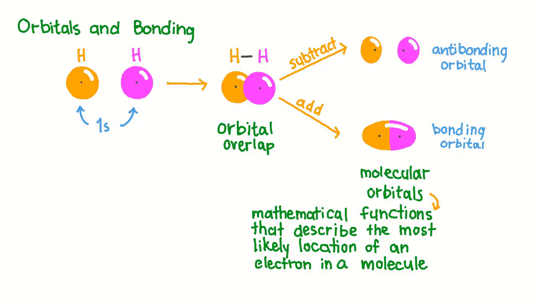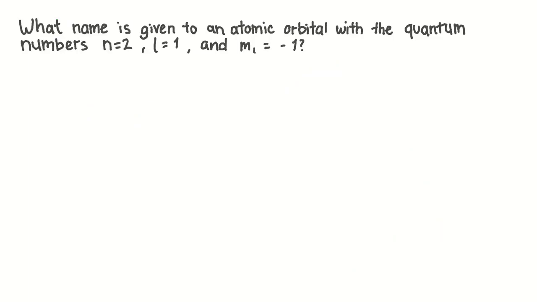And now we've covered everything we need to know about atomic orbitals. So before we wrap up this video, let's work some problems. What name is given to an atomic orbital with the quantum numbers n equals 2, l equals 1, and m sub l equals negative 1?